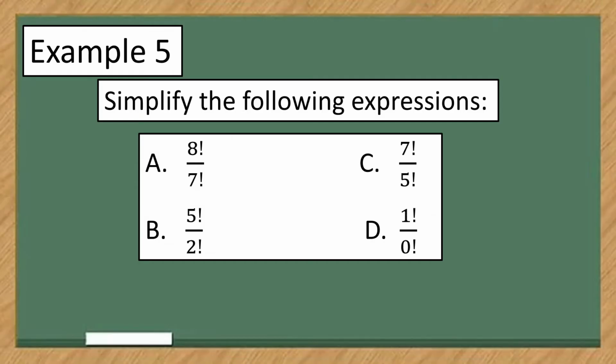Simplify the following expressions. Letter A, 8 factorial over 7 factorial. Letter B, 5 factorial over 2 factorial. Letter C, 7 factorial over 5 factorial. And letter D, 1 factorial over 0 factorial.